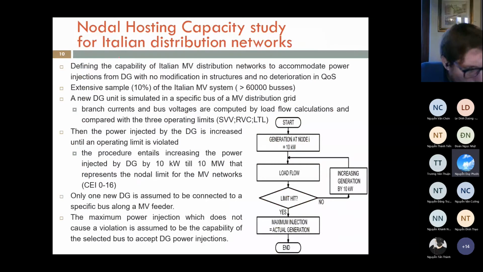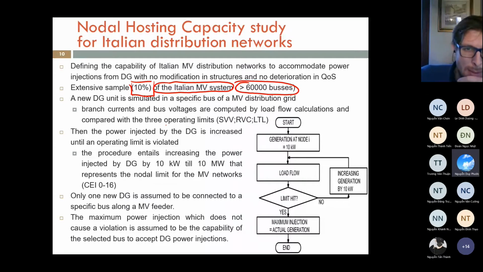Just to give you a few results shortly, we applied the nodal hosting capacity methodology on the Italian medium voltage system, which is composed of more than 60,000 buses, but we applied this only on 10% of the buses, considering each bus one at a time, so about 6,000 buses. For each of these buses, I install a generator of 10 kilowatt. I run a load flow. I check if my performance indexes are met or not. If they are met, I increase another 10 kilowatt.